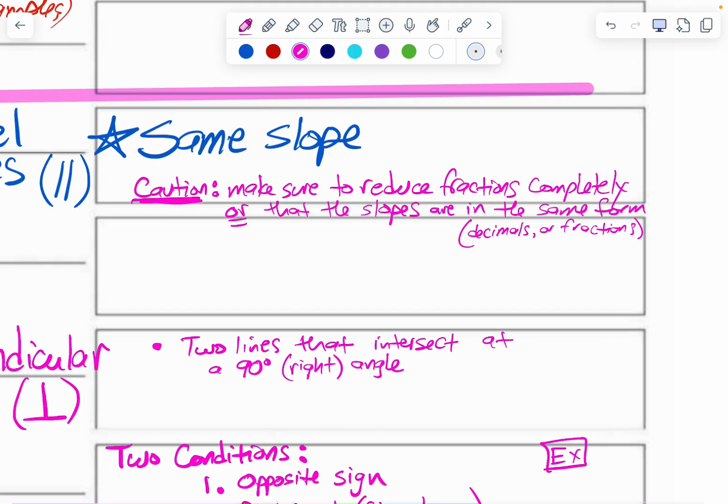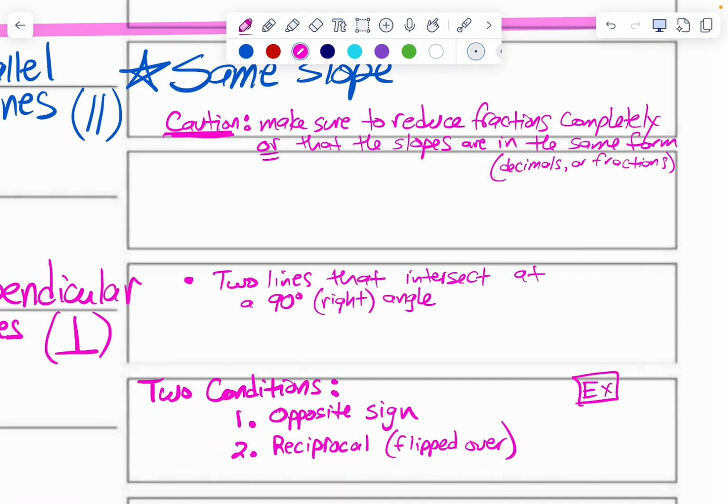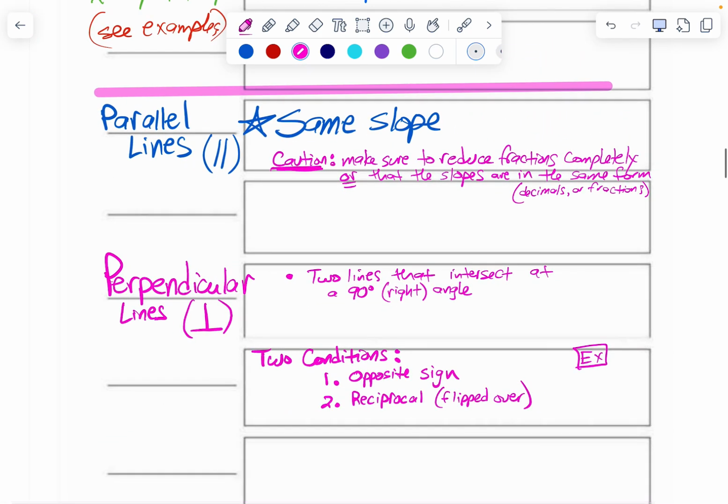For example, what if one slope was 1/4 and the other slope was 0.25? What do you know about that? They're the same. They're not in the same form, but they're the same slope. So make sure they're in the same form before you analyze and decide whether or not they're the same. Okay. And then we wrote about perpendicular lines.